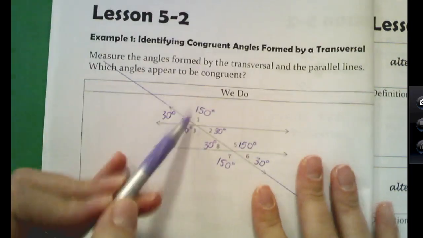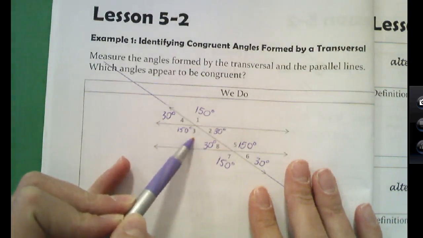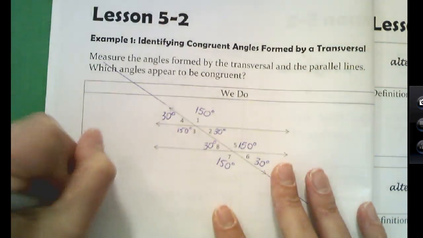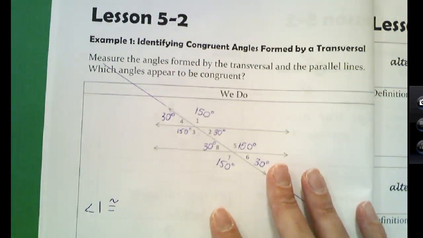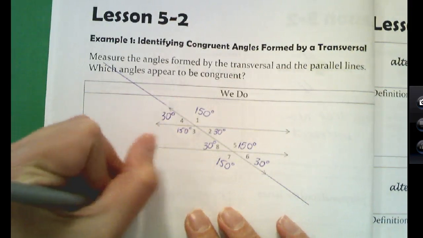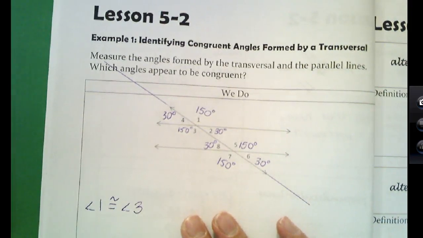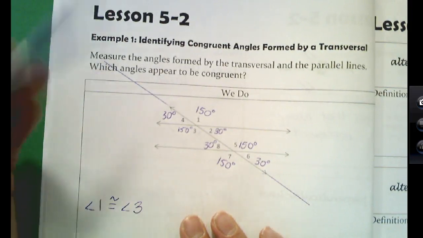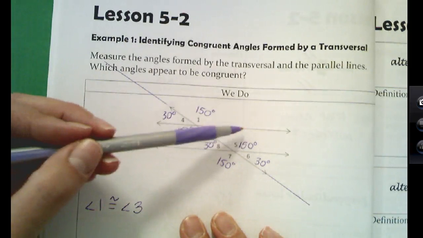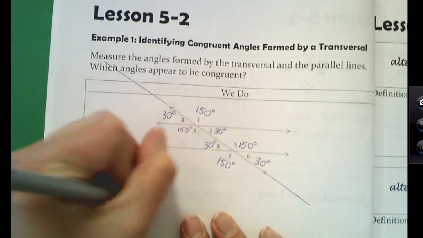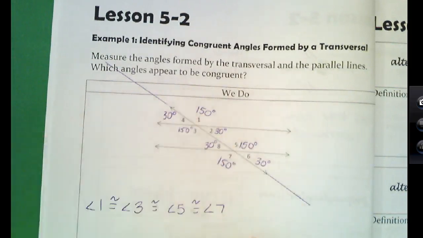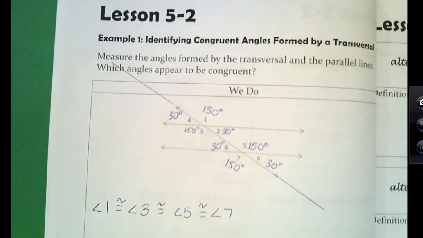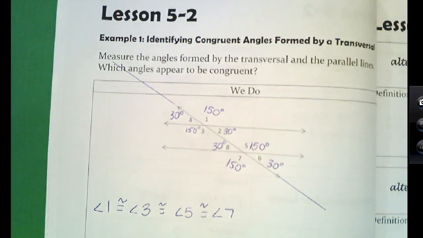So what angle is the same size as angle 1? Angle 3. So we would say angle 1 is congruent to, that's my congruent symbol, angle 3. What other angles are also 150 degrees? What other ones are 150? 5 and 7. So then we're going to say is congruent to angle 5, which is congruent to angle 7. So those 4 angles are all congruent or equal to each other.